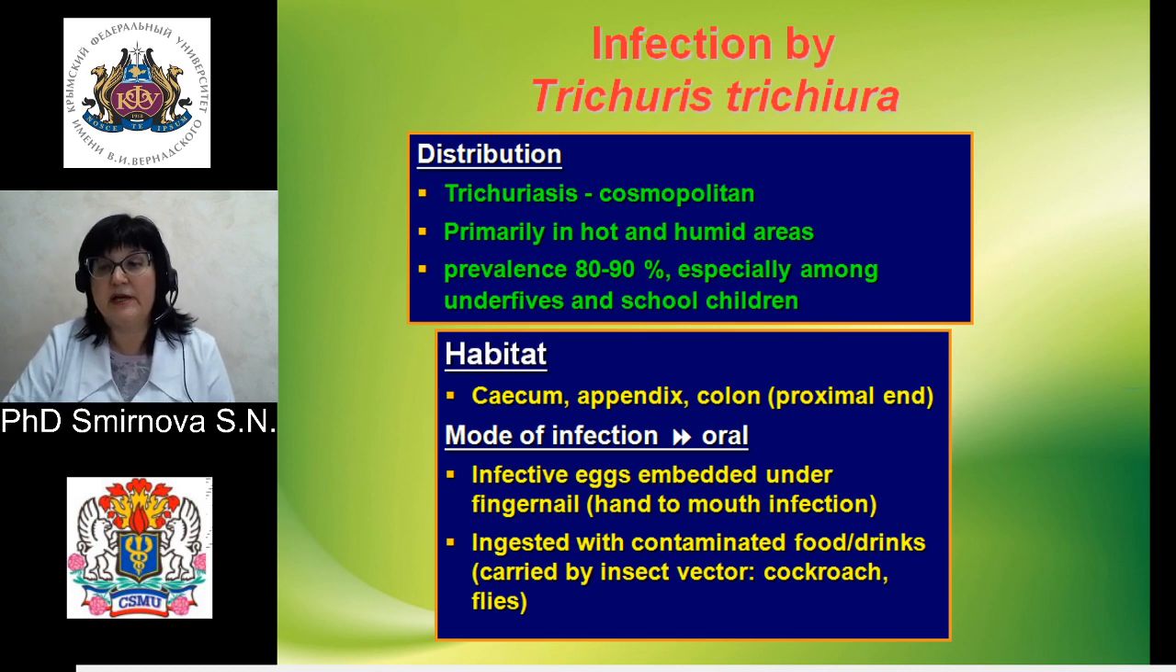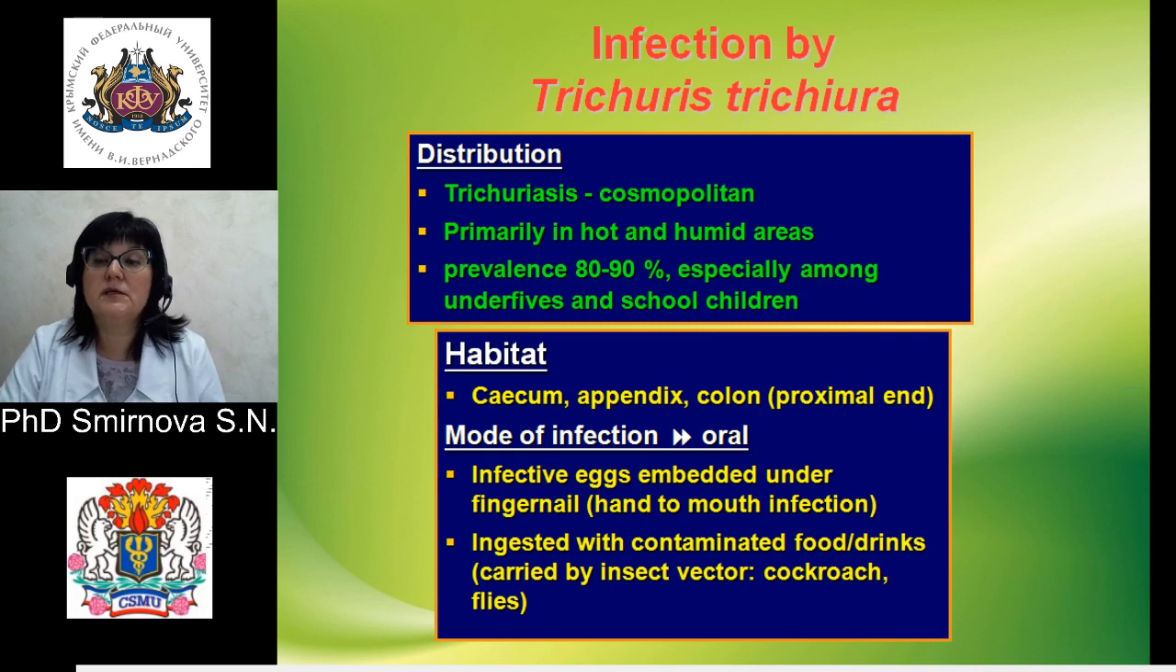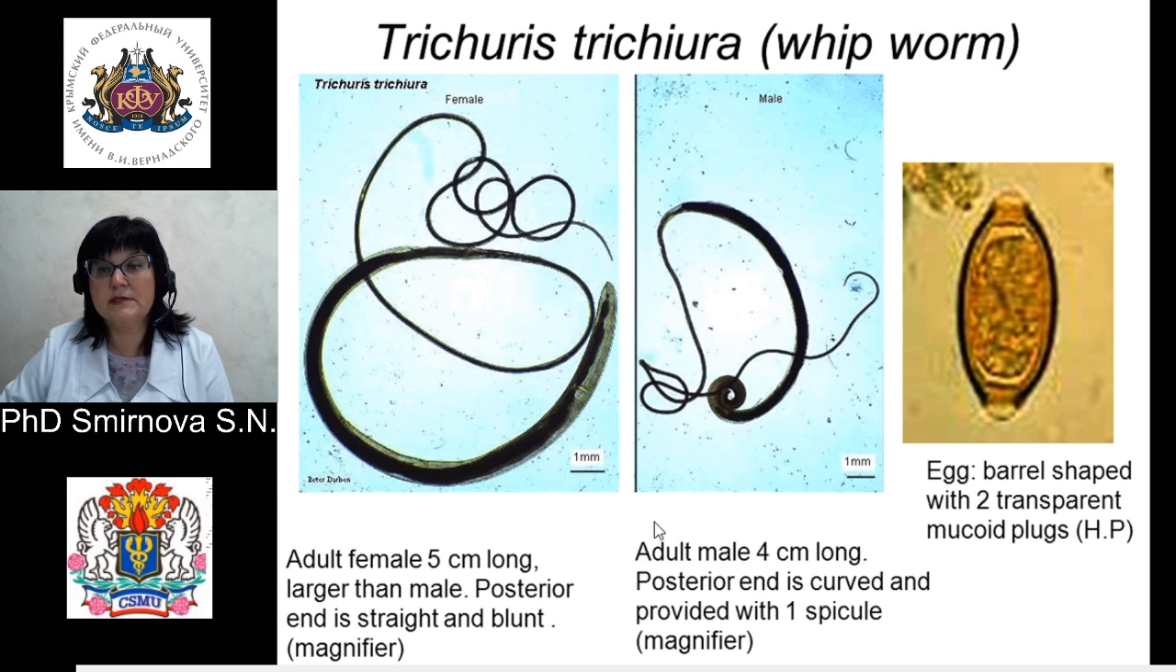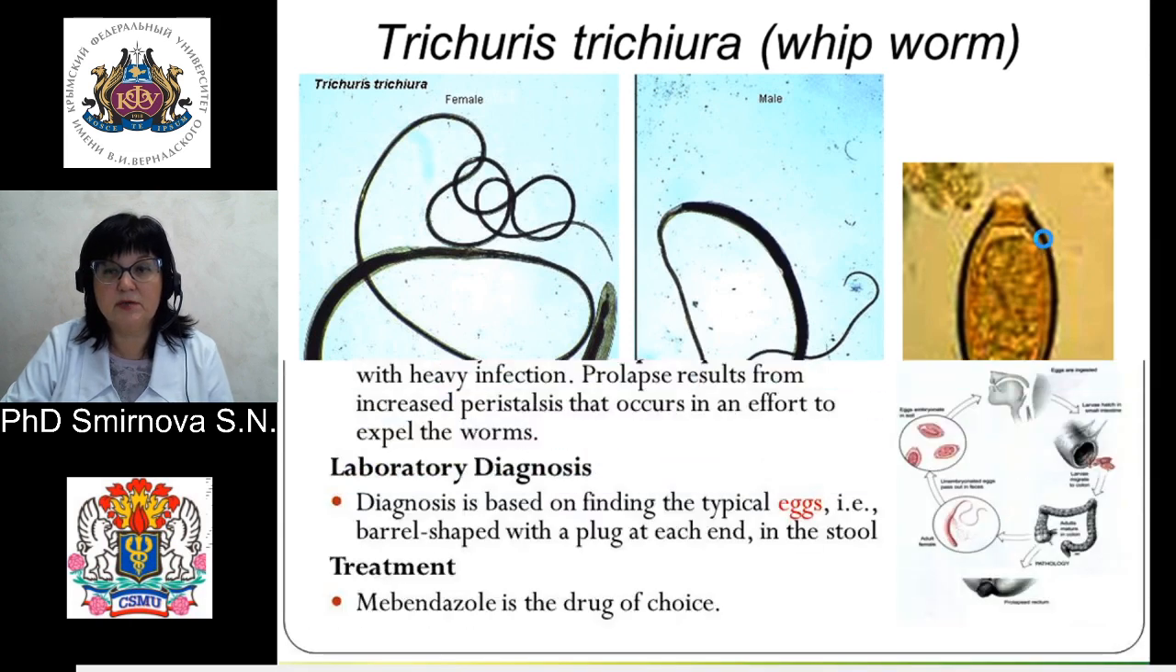Humans can be infected with Trichocephalus trichiurus by swallowing contaminated food which contains eggs. On this scheme we can see the structure of the female and the structure of the male, and the structure of the egg for Trichocephalus trichiurus.